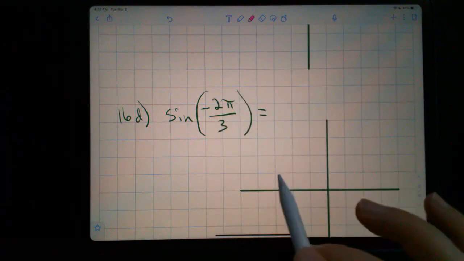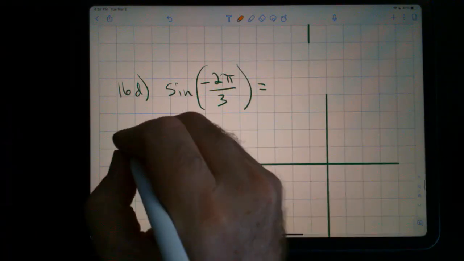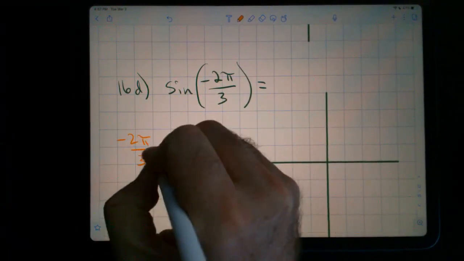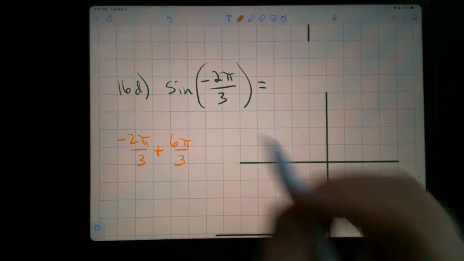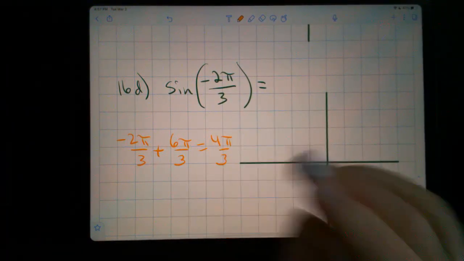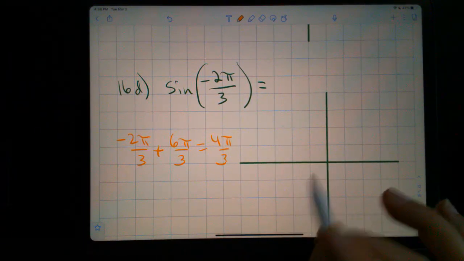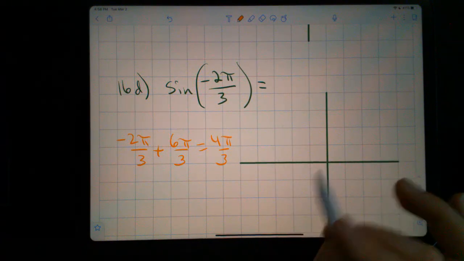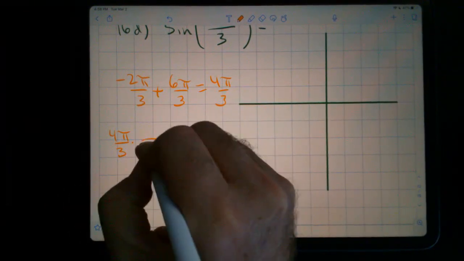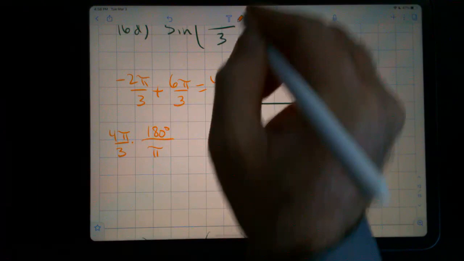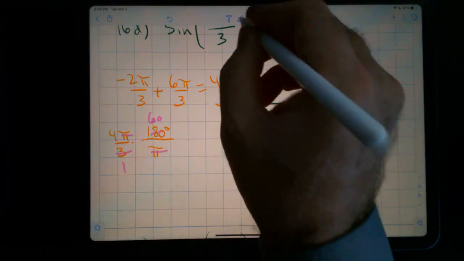Okay, so this one here, let's add 2 pi to this. Because when you add 2 pi, you don't change anything. So this gives us 4 pi over 3. It's going to be down in this area. And you're going to have 240 degrees. You can see this, change this into degrees. These simplify. Here we have 180. 4 times 60 is 240.